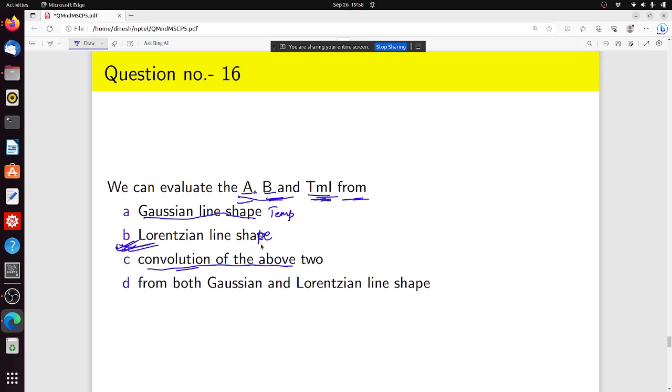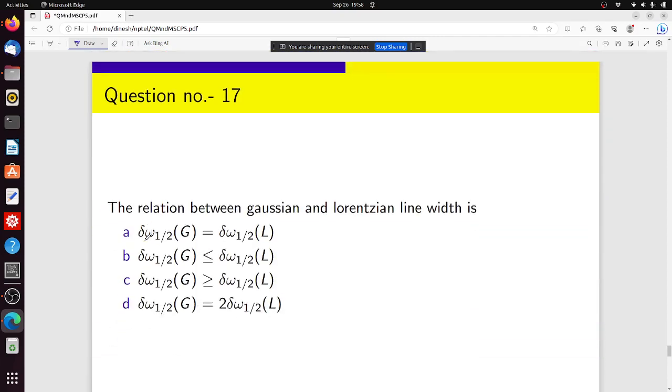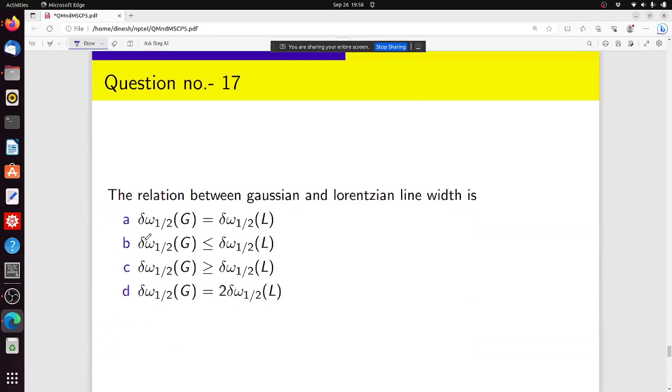So this has already been taught in week number 5. Just recall it. Okay, moving on to the next question.